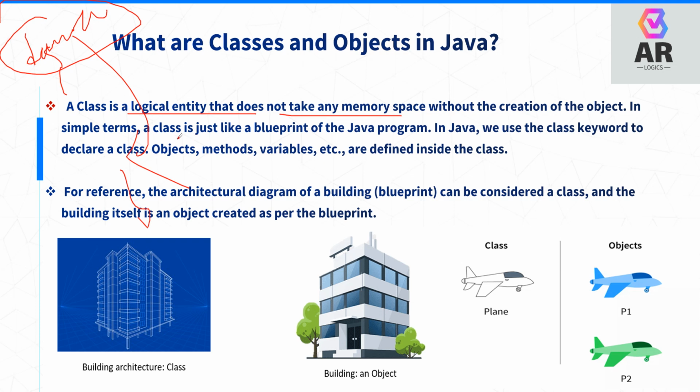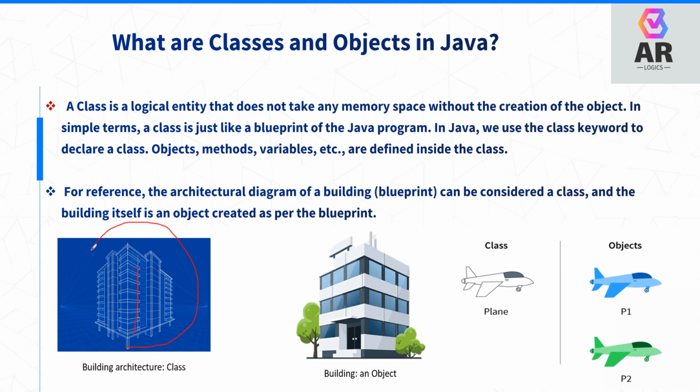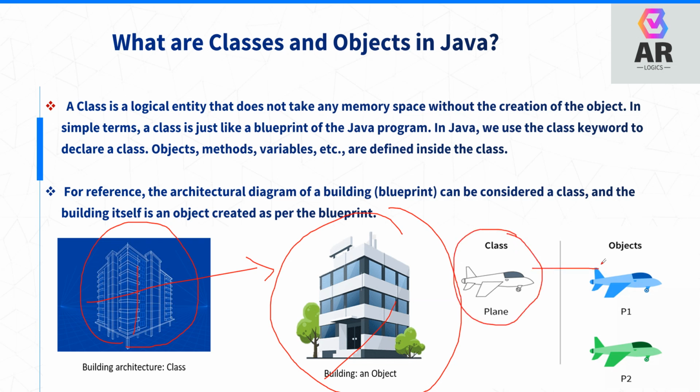A class is like a blueprint, the architecture. If you want to construct a building, the first step is the blueprint: how many floors, where the places are, all these things mapped out. Then they can build the building. So the building is nothing but an object. In the real world, a laptop is an object. A plane that is designed and then moves into the air is an object.